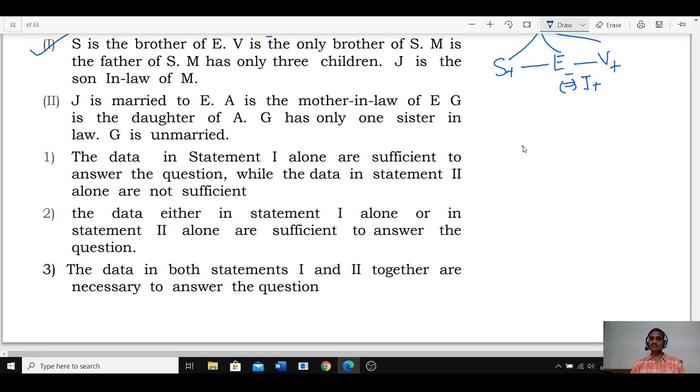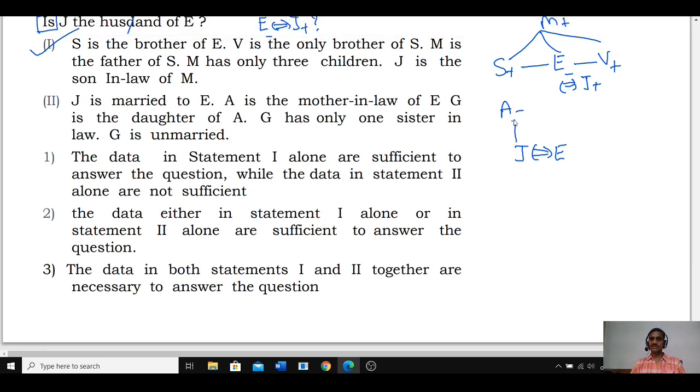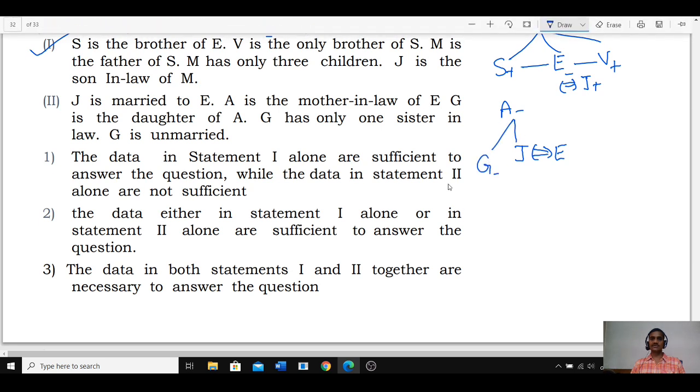Then coming to condition number 2, J is married to E. J and E are a married couple. A is the mother-in-law of E. A is a female mother-in-law. G is the daughter of A. G has only one sister-in-law. And G is unmarried. As G is unmarried, what does sister-in-law mean?